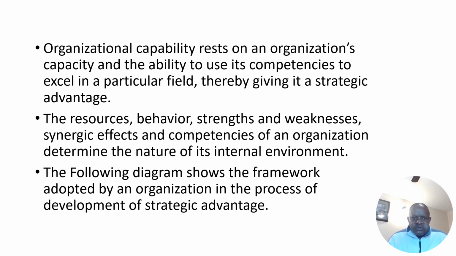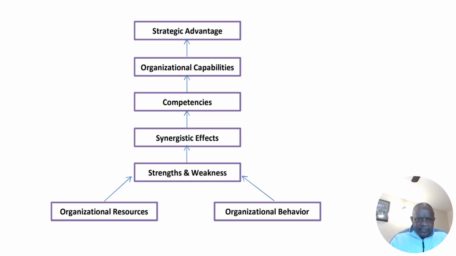The following diagram shows the framework adopted by an organization in the process of development of strategic advantage. Let me discuss it from the bottom up. We are going to look at organizational resources and organizational behavior. These two generate organizational strengths and weaknesses, which generate synergic effects, which generate competences, which generate organizational capabilities, and then lead to strategic advantage.